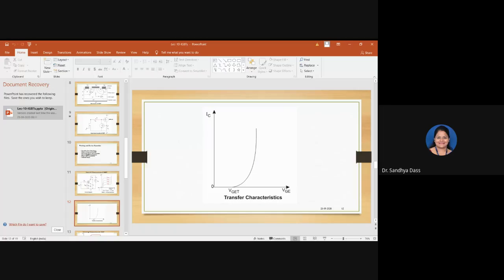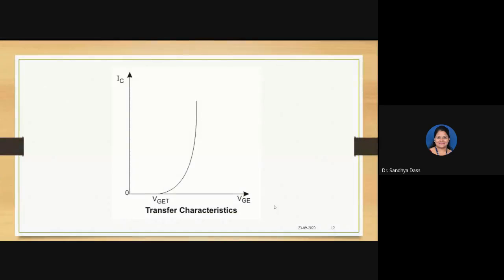Output by input. So here you already have the graph there. The output parameter is our collector current and input parameter is our VGE, voltage across gate and emitter terminal. As you can see, the IGBT transfer characteristics are the same as MOSFET if you recall. The collector current starts increasing after the threshold voltage, that is VGET. After threshold voltage, you can observe the output current rising here. Okay, that is about the transfer characteristics.